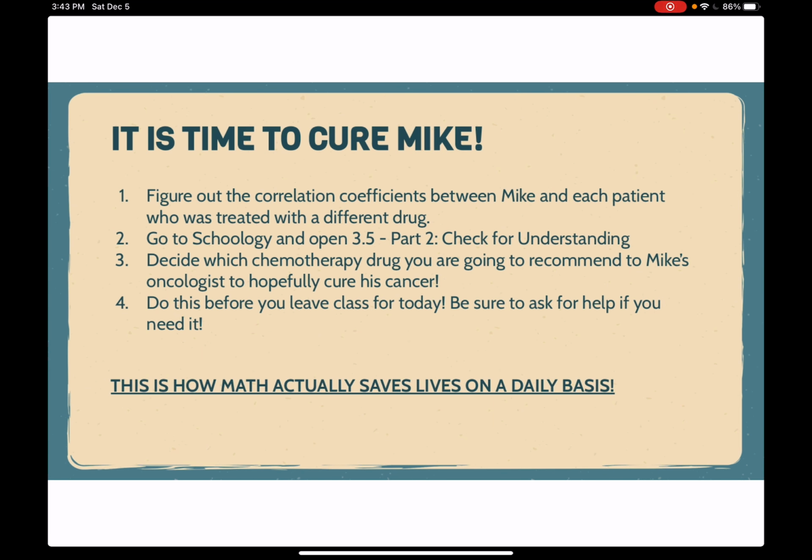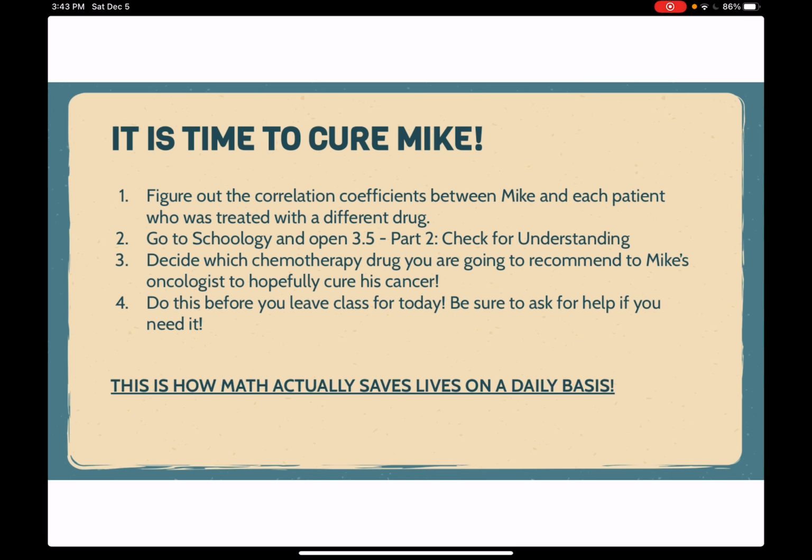So your job today is to figure out the correlation coefficients between Mike and each of the patients we haven't done today, 2, 3, and 4. If you want to work all of it out on your own in your notebook by hand, more power to you. I would love if you wanted to do that. It'll get you a lot of practice with your math skills. But I also understand if you're like, I got things to do, lady, don't make me do all that. You can just use Google Sheets and make it a lot faster.